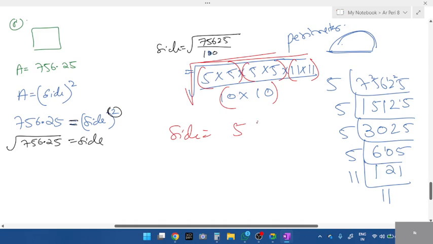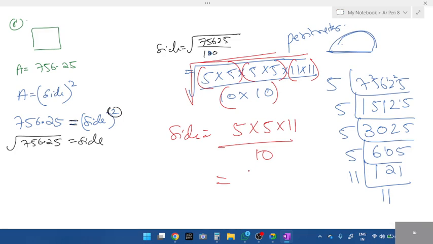So side is equal to 5. How many numbers do I have to take? 5 into 5 into 11 divided by 10. Yes, complete this. Find the side value. Once you find the side, find the perimeter of the square, students. Be quick. Find the perimeter after this.